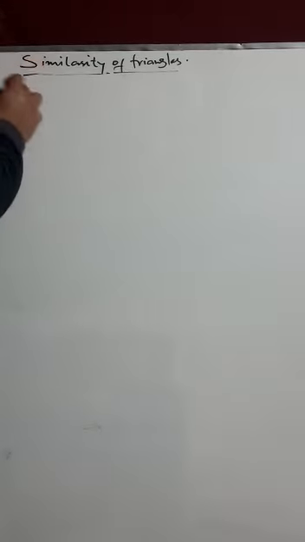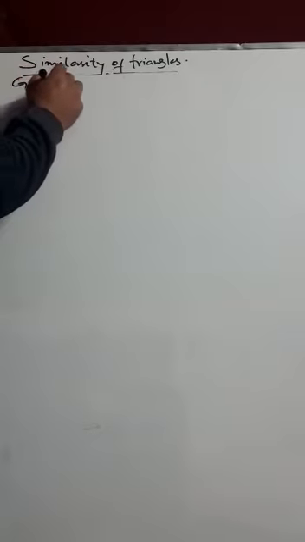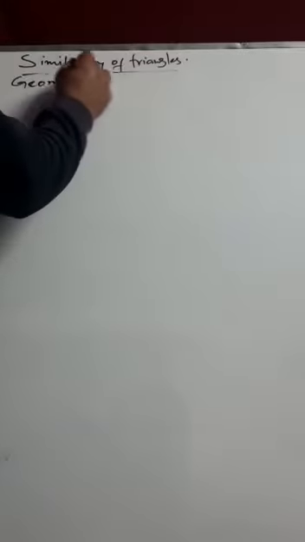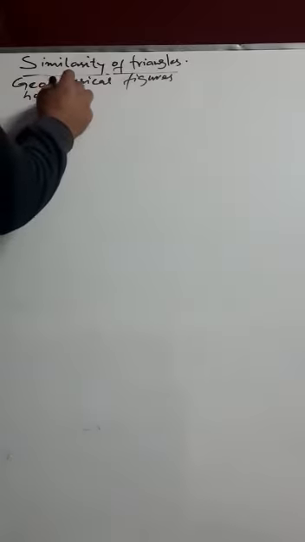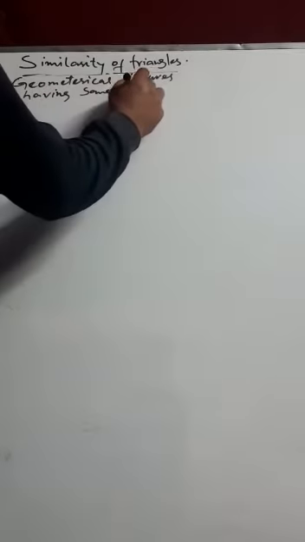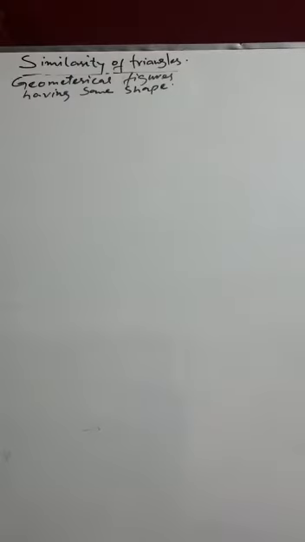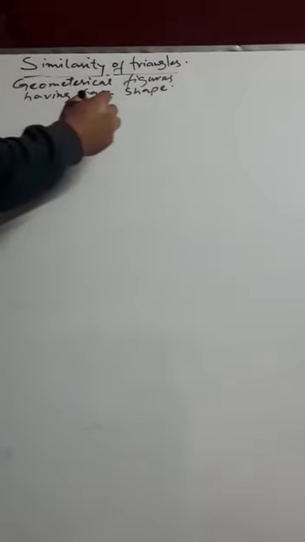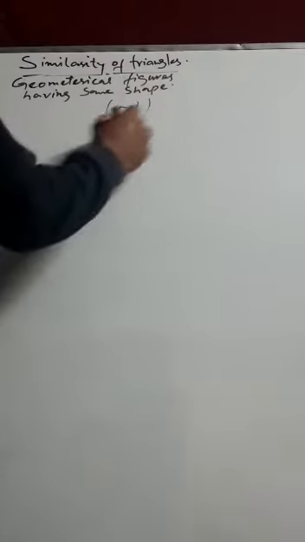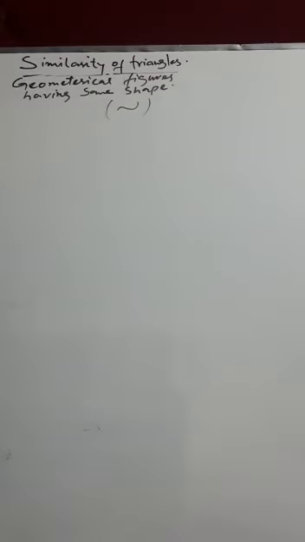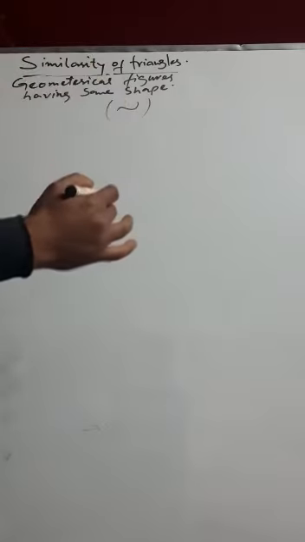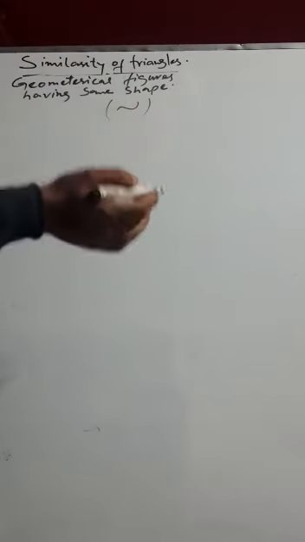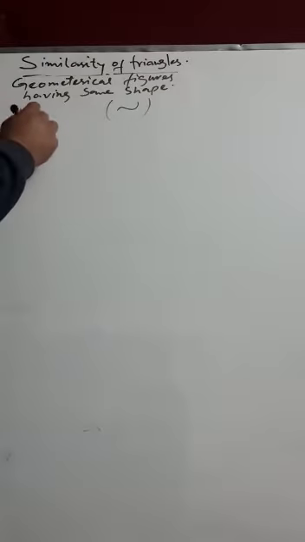Similarity of triangles can be stated as geometrical figures having the same shape, but not necessarily the same size. And the mathematical notation for similarity of triangles is like this, and it can be further stated as when the three sides of one triangle are proportional, that means in the same ratio, to the corresponding three sides of another triangle.